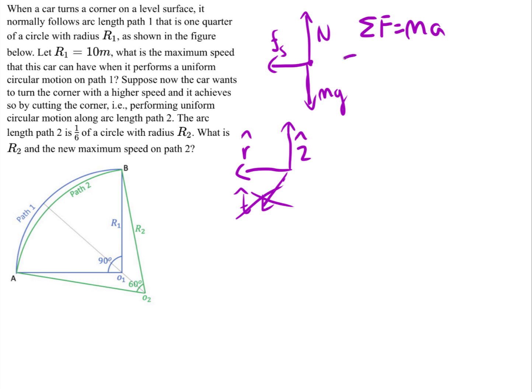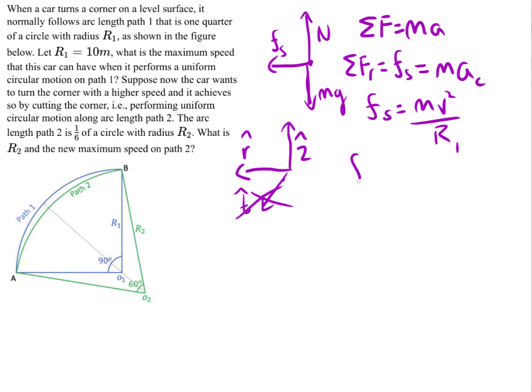So let's apply this to the radial direction. The force of static friction is the only force acting in the radial direction, and that is equal to the mass times the centripetal acceleration, or the radial acceleration, which is also equal to v squared over r. And in this case, r is r1, the first radius. We also have an equation that says that the force of static friction is equal to the coefficient of static friction times the normal force.